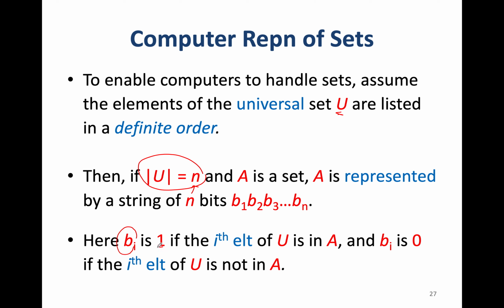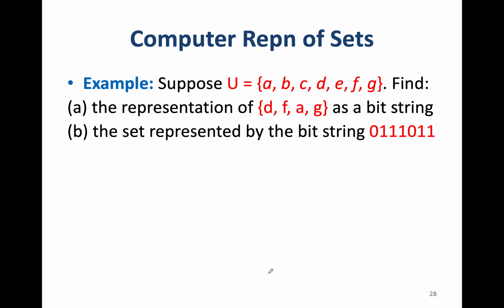Bi will be equal to 1 if the ith element of U is in A. Otherwise, Bi will be equal to 0 if the ith element is not in A. Let's see this example to understand more. Let's suppose I've got U equal to A, B, C, D, E, F, G.